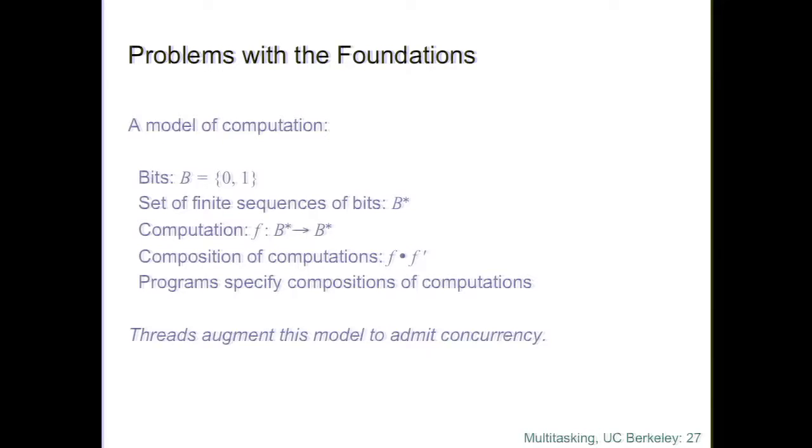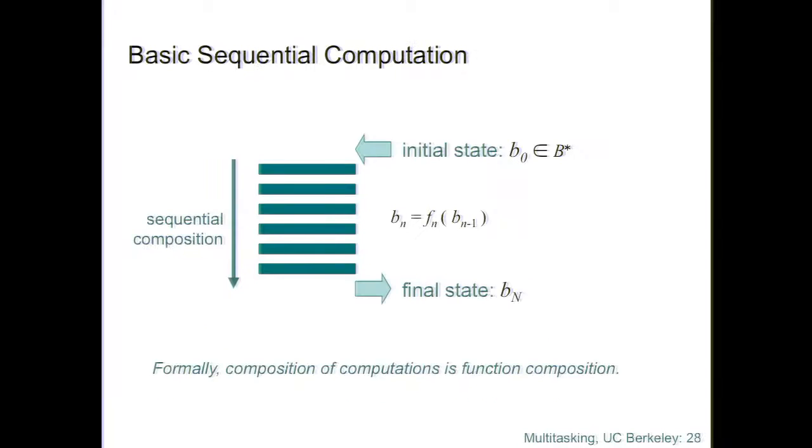So every line of a program is a function like this. It takes the state of the machine, which is a finite sequence of bits, and yields a new state of the machine when that line has executed. So it's a function of this form, and a chain of two instructions is simply a function composition. So it's a very simple model, but this model doesn't admit concurrency easily.